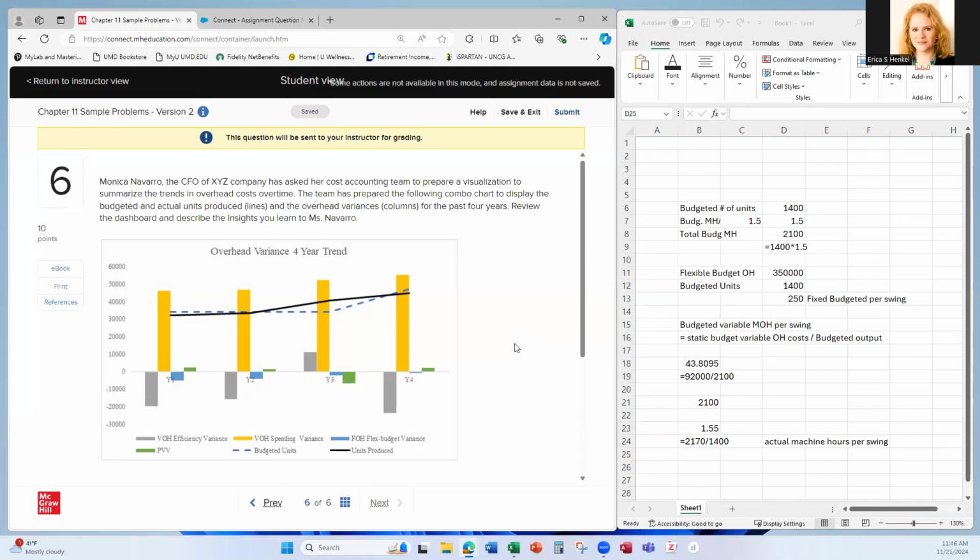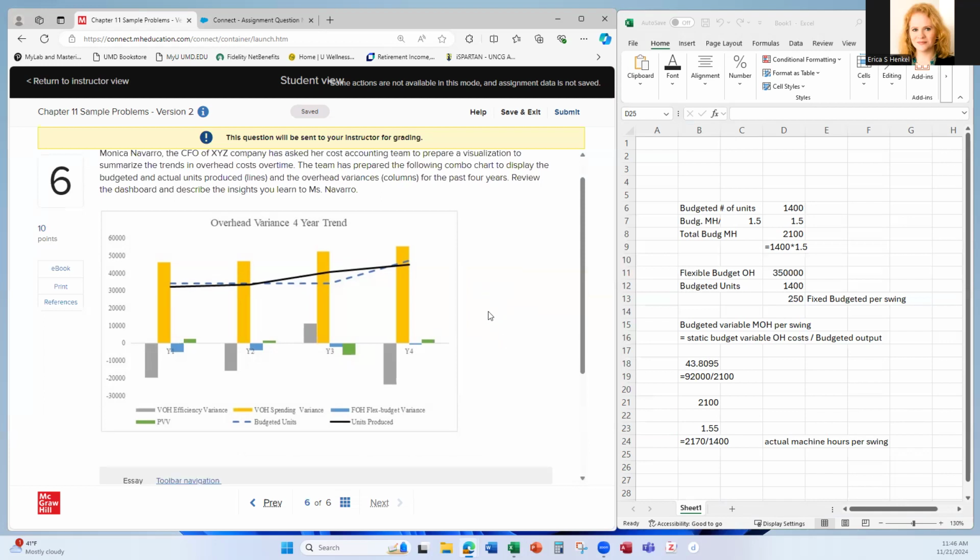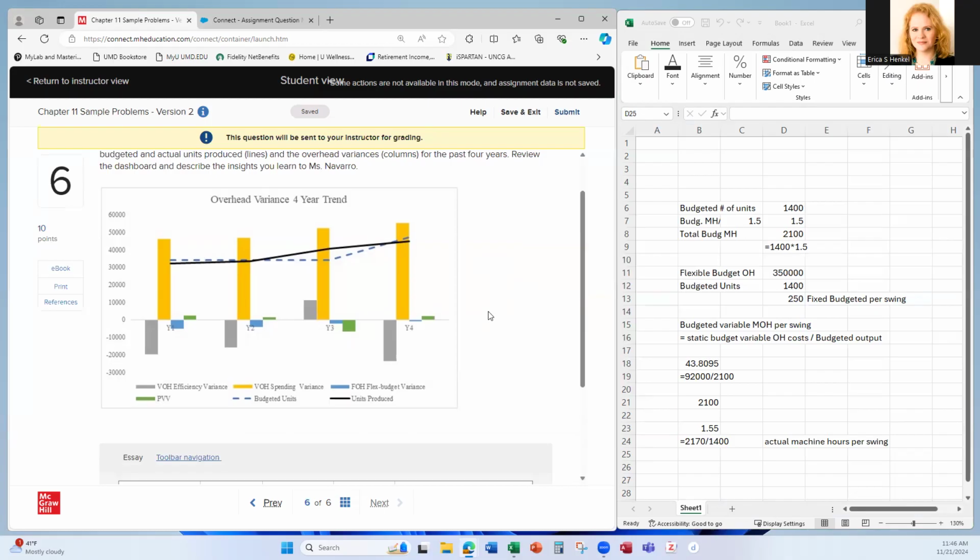So they want you to look at this dashboard and describe basically what we're seeing. So essentially read a graph and describe it. We'll probably also talk about this briefly in class just because this is a pretty quick question to do, but let's see. So our variable overhead efficiency variance is kind of all over the place, right? Our efficiency variance was a negative number for the first couple of years and for the last year, and a positive number for the third one.